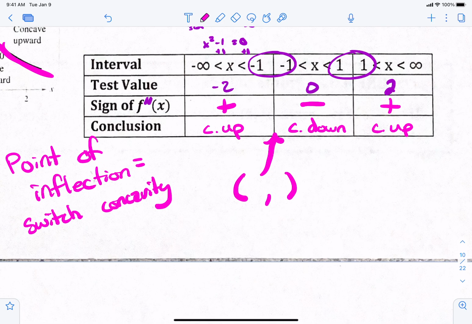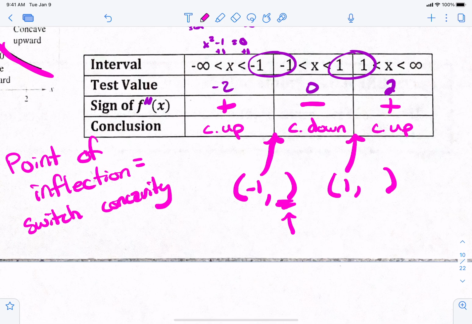What are the coordinates? Plug into the original: -1 comma something. It also switches concavity here, which is at the point +1 comma something. Now, to find these guys, yes, let's do that.